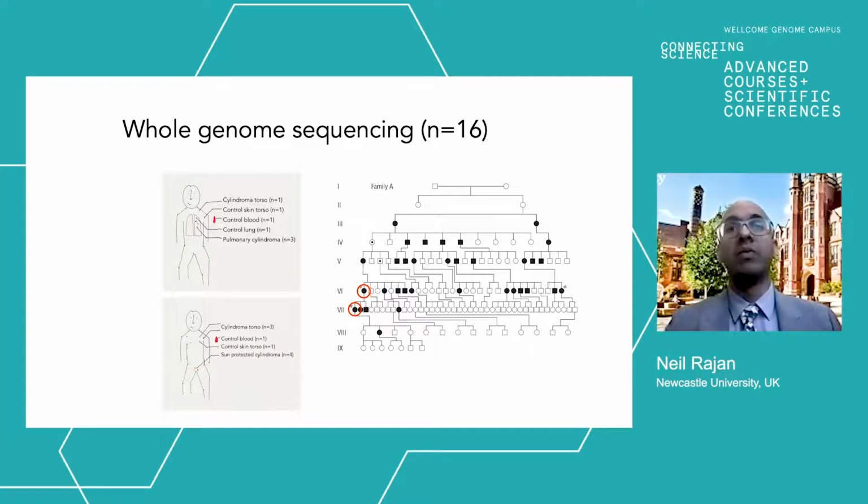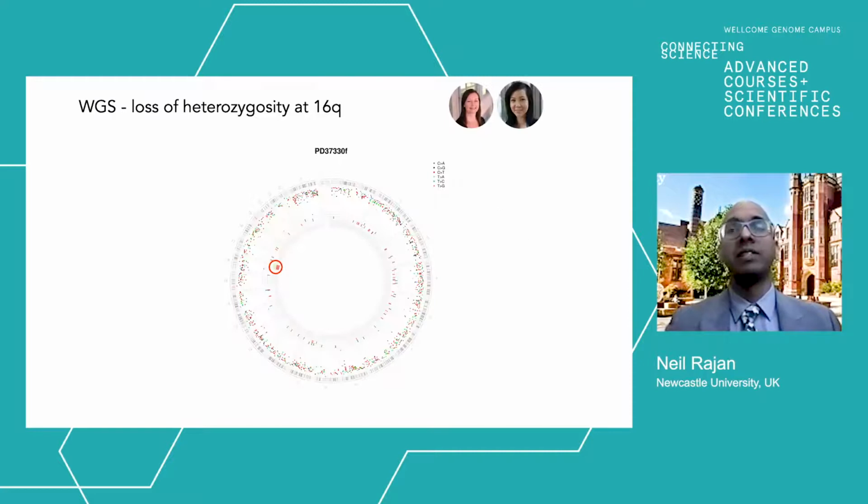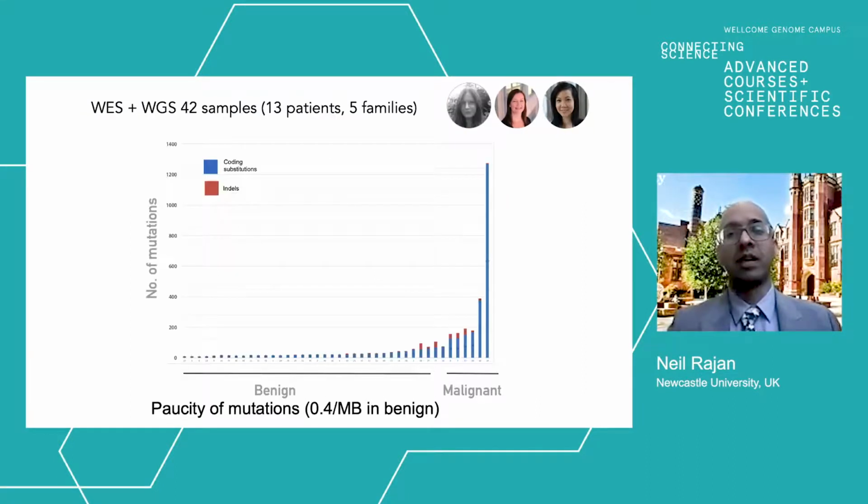we wanted to do whole genome sequencing of a range of tumors from 2 severely affected individuals in our large family. And when we did this, we did it in collaboration with Helen Davies and Serena Nik-Zainal at the Sanger at the time. And we looked to see what may be present at the whole genome scale. And we found that there was loss of heterozygosity at 16q as the key event. In addition, we did whole exome sequencing on an expanded number of cases, such that we had data from 13 patients and 5 families.